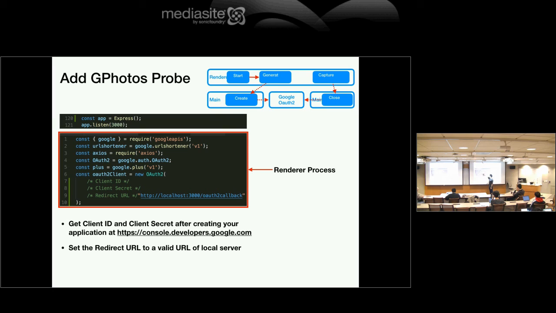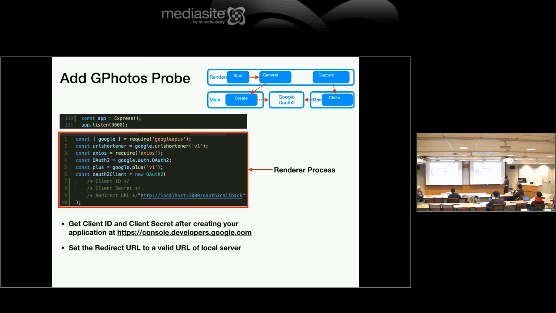And at line 6, we create an instance of auth2. In order to create this instance, we have to provide 3 arguments. Client ID and client secret can be found at this link when you create your own application on it. And this redirect URL has to be a valid URL of our local server, so that Google can then send some information back, and we can catch it by using our local server.